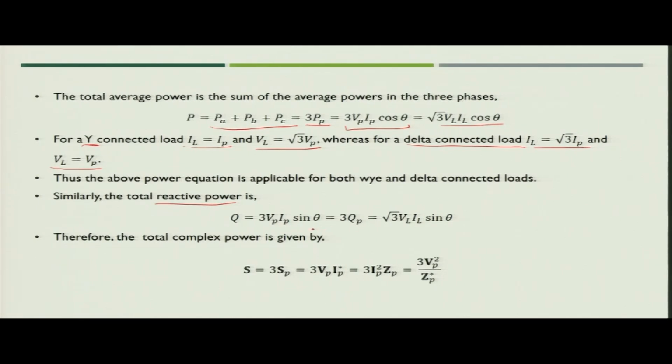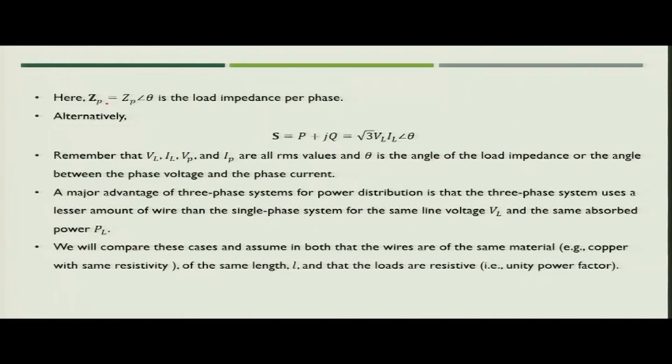Similarly, the reactive power will also be equal to root 3 VL IL sin theta, and the complex power you can write as 3 times Sp. That means for the complete system, if Sp is per phase, then the total complex power will be 3 times Sp, that is 3 times Vp into Ip conjugate, or you can simplify it and get 3 into Vp square by the load Zp conjugate. Now, if the load impedance is represented as Zp angle theta, you can simply represent the complex power S as root 3 VL IL angle theta, where VL IL is the RMS value of line voltages and currents, and Vp Ip is the RMS value of phase voltages and currents.